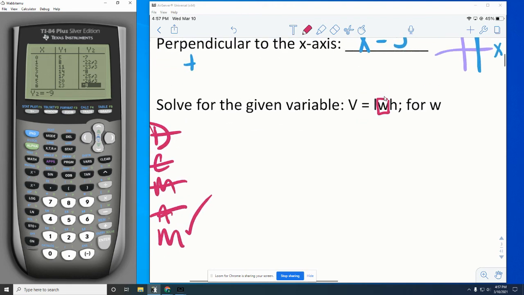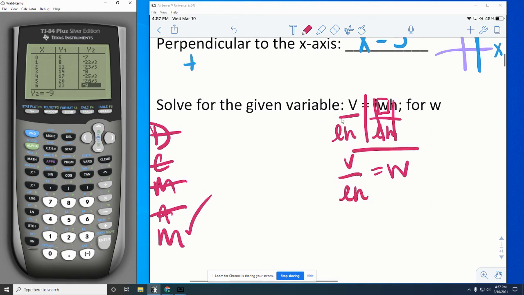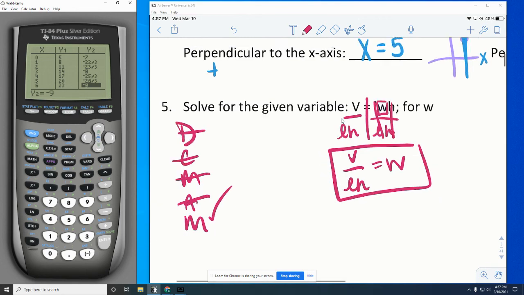The length and the height are being multiplied. Remember, it's multiplication because we do not see any symbols in between L and W and H. So I'm going to divide by L and H. Whatever I do to one side, I have to do on the other. So on the right side, they cancel and I just have W. On the left side, not a trick question, but V, L, and H are not the same letters. So I simply rewrite them like I see it. And that is all I'm looking for.